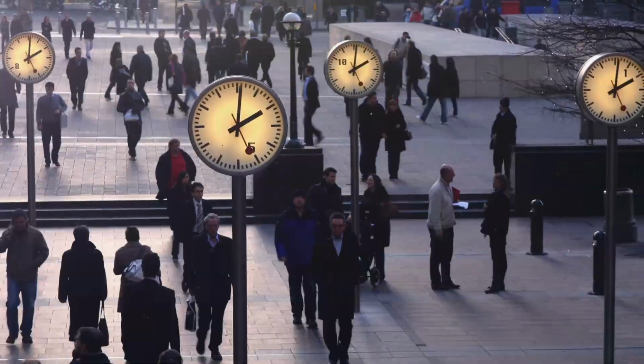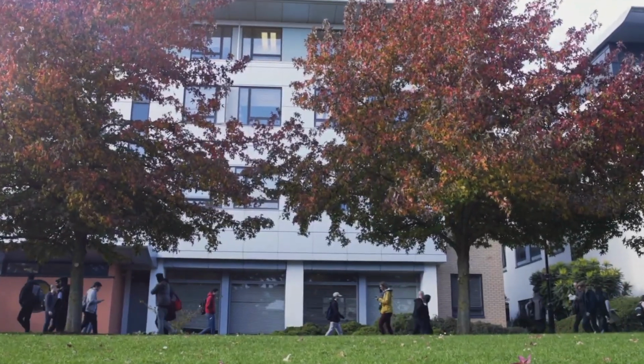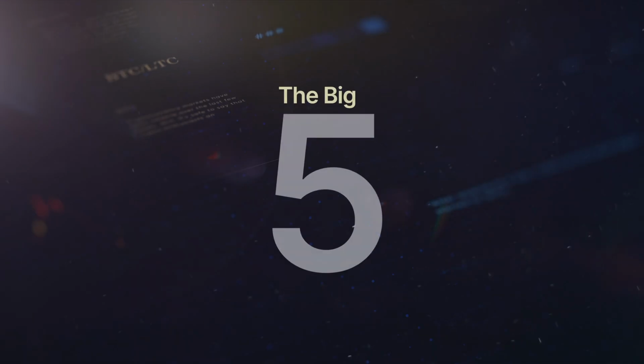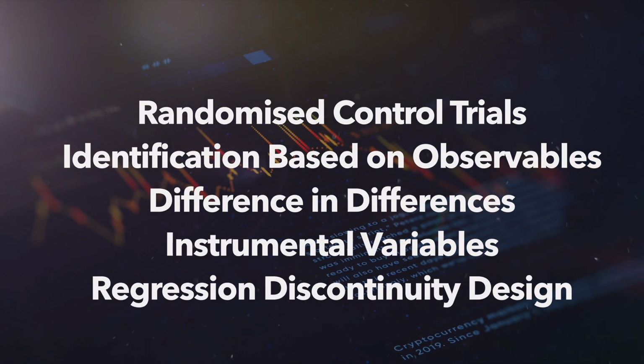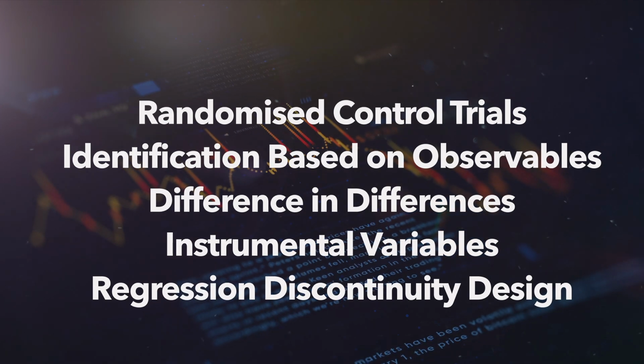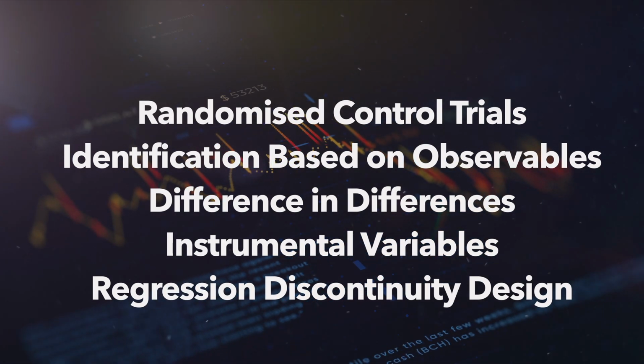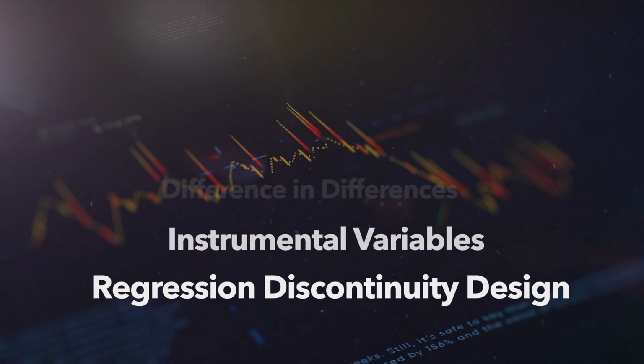This is a module where we cover the main microeconometric techniques that we use to estimate the causal impact of a certain treatment or a certain policy. And we cover the big five. We cover randomized controlled trials, identification based on observables, difference in differences, instrumental variables, and regression discontinuity design.